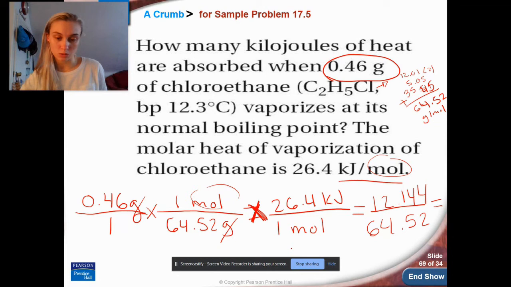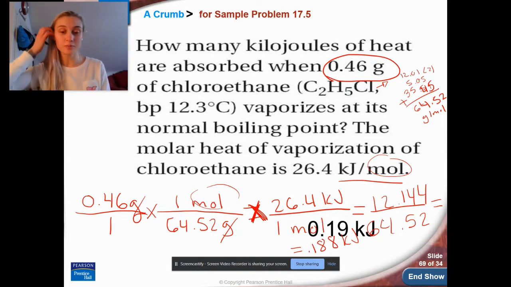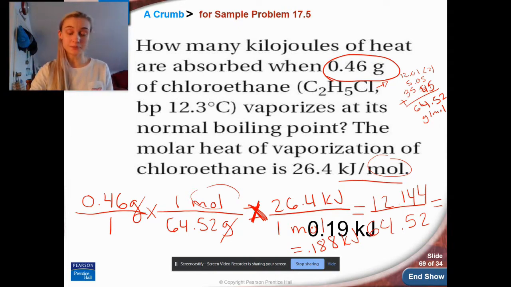So this equals 0.188. And let's see if we're right. Oh, sorry, this is kilojoules. 0.19 kilojoules is the answer. If I would have just rounded, that would have been perfect. Okay, let's continue.